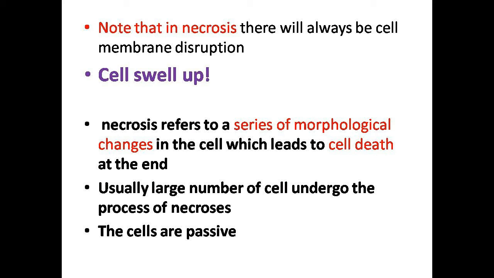Now, dear students, let's have some important concepts about necrosis. Note that in the necrosis process, there will always be cell membrane disruption. It means that always when there is necrosis, there will be damage of the cell membrane. And keep in mind, my dear students, that the disruption of the cell membrane will lead to the swelling of that cell, meaning the cell will swell up. When disruption of the cell membrane occurs, the fluid present in the extracellular space and the cations will jump into the intracellular space, and that will cause the swelling of that cell.